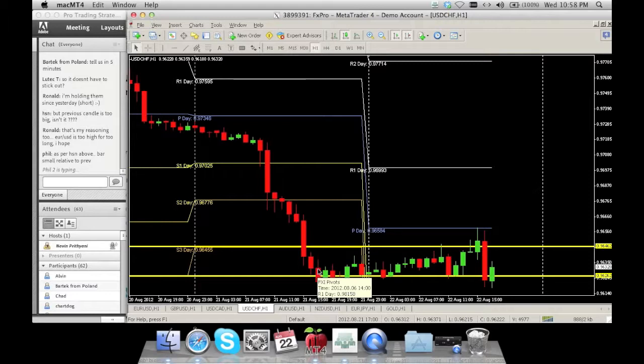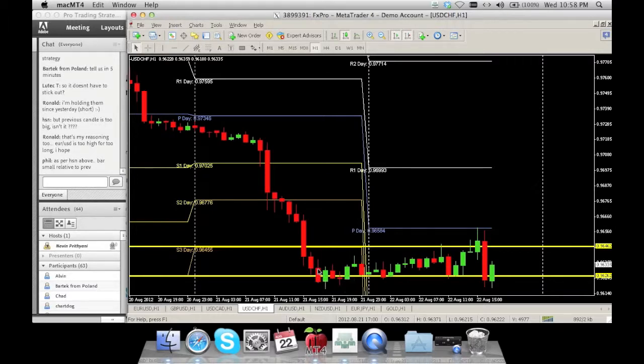Alright, so that's my reasoning too. Euro USD is too high for long, I hope. Never think like that. When the market trends, it trends non-stop. There is nothing stopping it. So there's no such thing as it's gone too high or too low, and if it does retrace, it'll retrace a little bit before it goes back again, or if it continues to trend again.